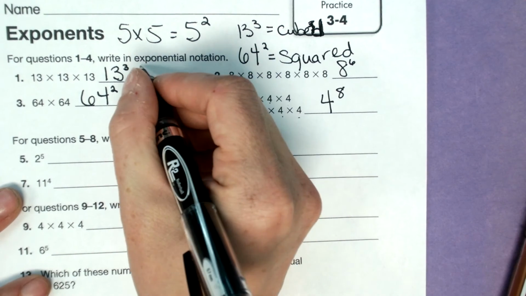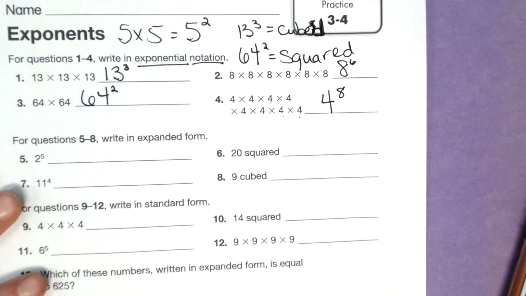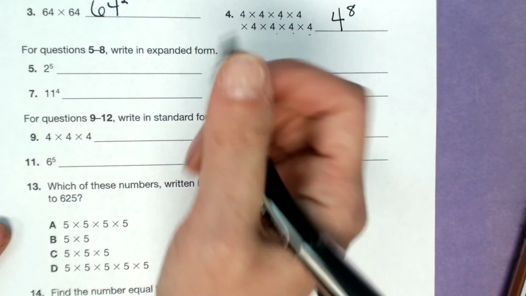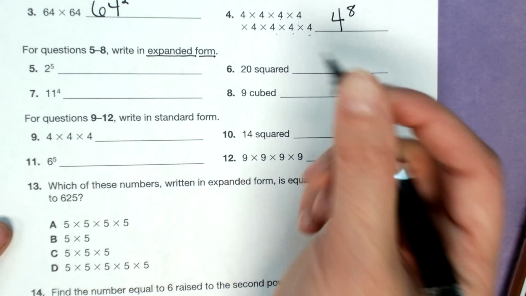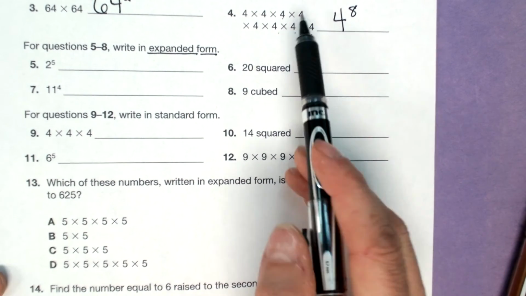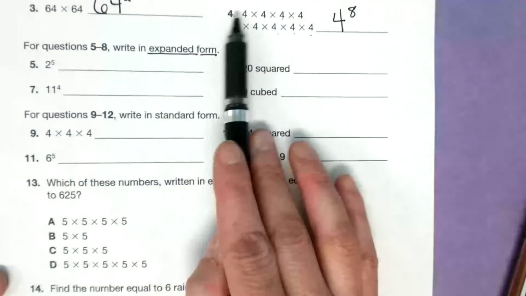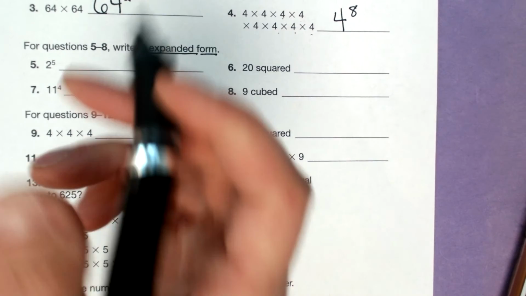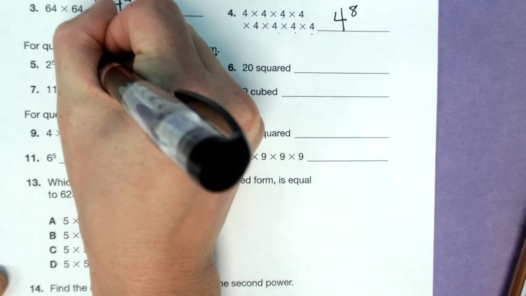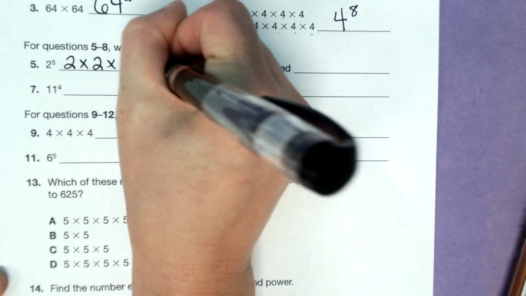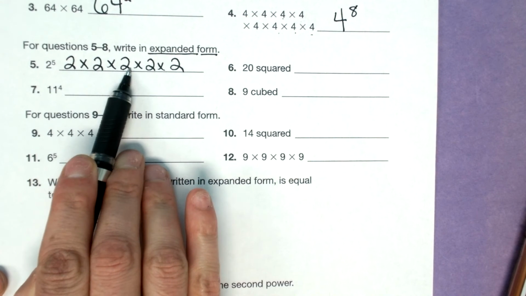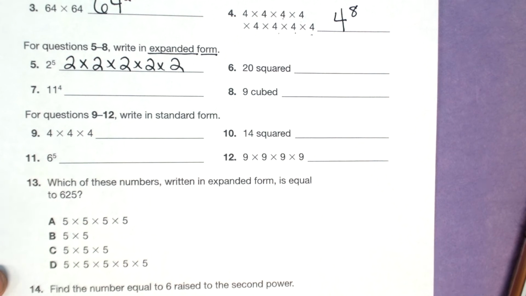So for the first part, we wrote it in exponential notation. The second part, they want us to write it in expanded form. Expanded form is when we blow those numbers up. Expanded form is going to look like these up here, how it's blown up. So we've got 2, and we're going to write it 5 times: 2 times 2 times 2 times 2 times 2. 1, 2, 3, 4, 5. 2 to the power of 5.